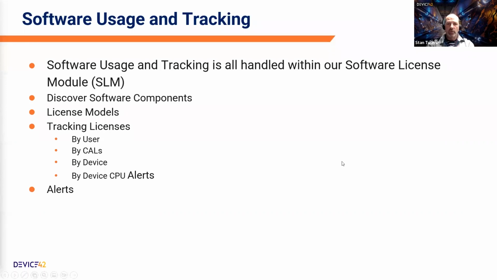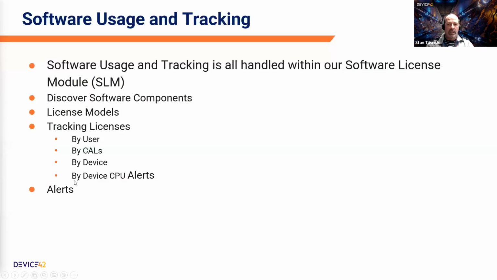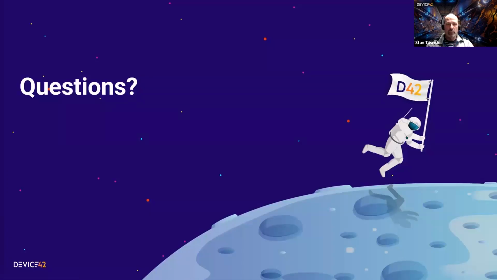So what we're going to go over today is how you discover software components, the different license models that are available, and tracking licenses, where you can track them by user, by CAL, which is client access license, by device, and also by device CPU, and alerts. Sorry, there's a typo there, a copy and paste error, so I apologize. When we're done with all of that, then we'll do our questions.